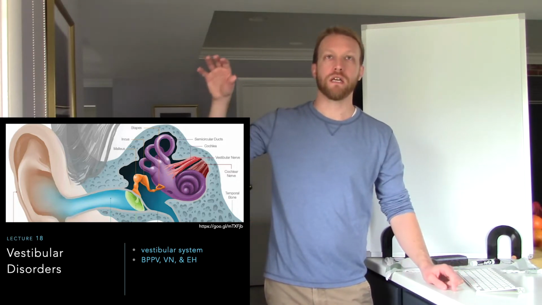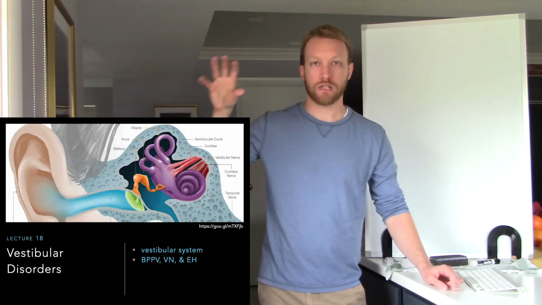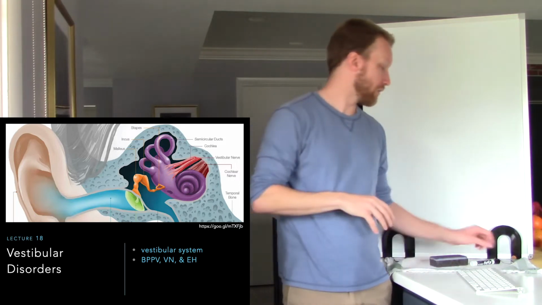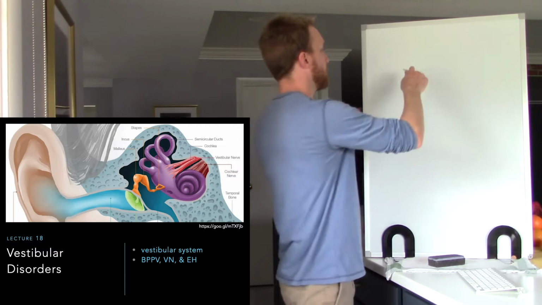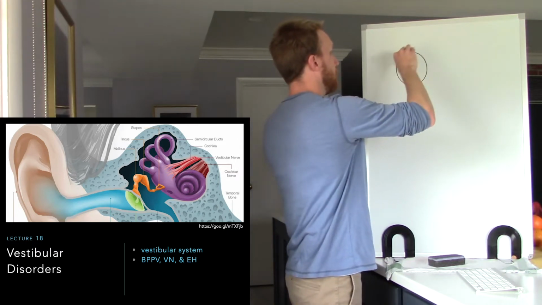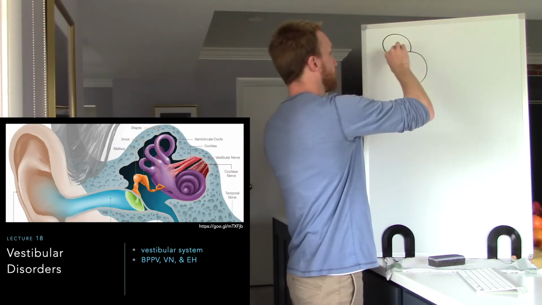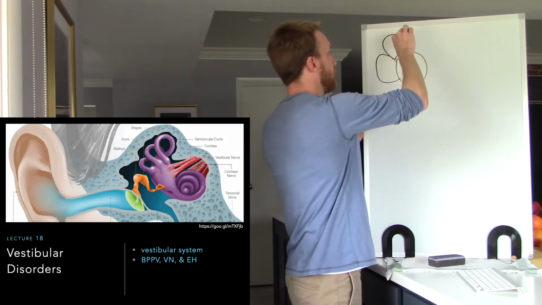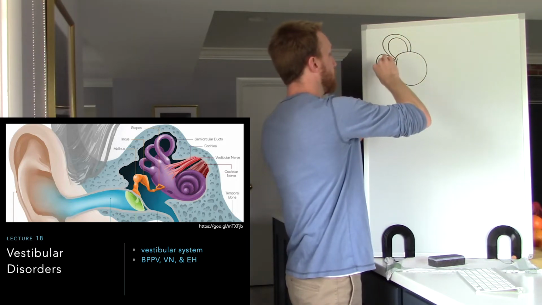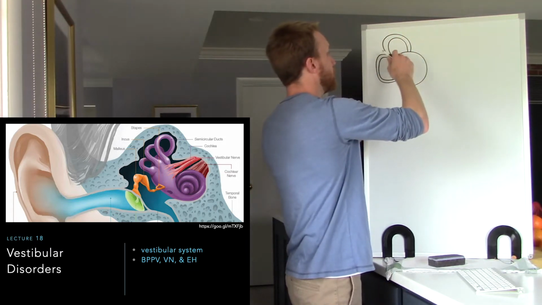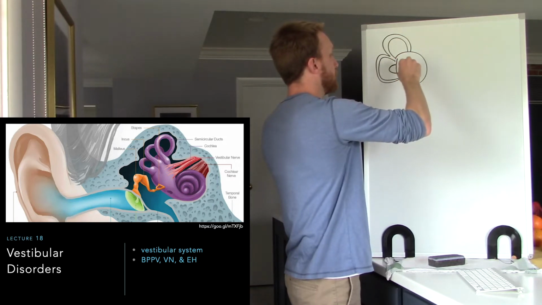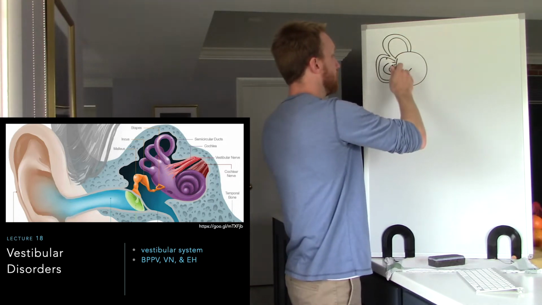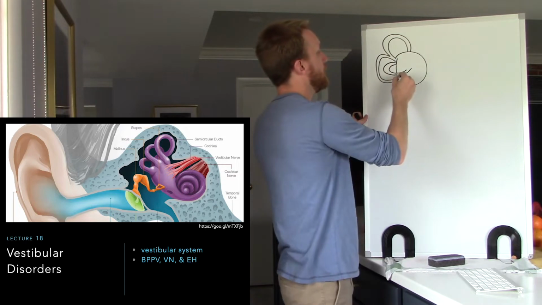We can see an image of the inner ear here, so that's going to be shown in purple. What we're going to have is our vestibule. Then we'll have three semicircular canals coming off of that. We have our anterior and our posterior. They kind of join up here. And then we have a lateral canal right there.